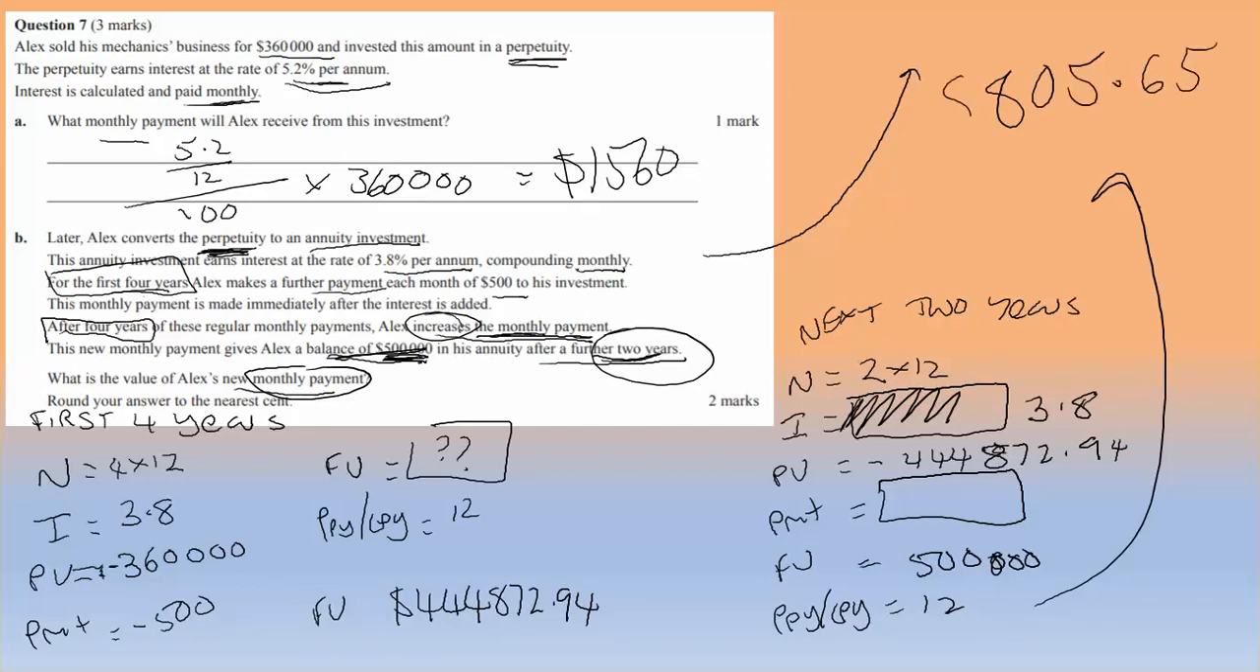805.65. Remember, when you've made a big mess of your paper, highlight your answer for your marker so they don't have to read everything. They want to just find your answer quickly.